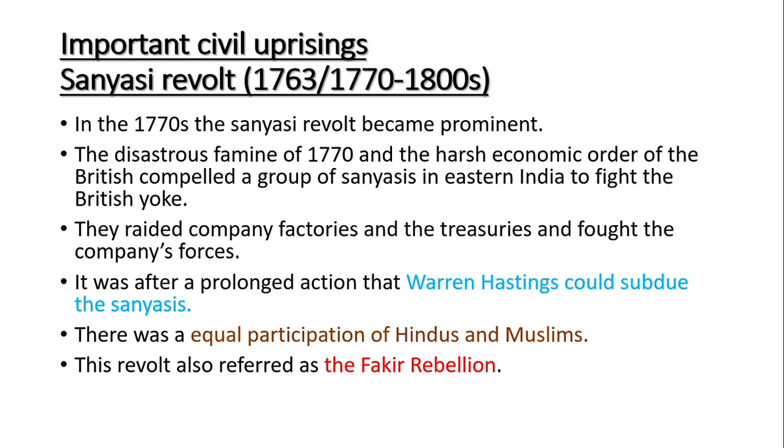The sannyasis raided company factories and the treasuries and fought the company's forces. It was after a prolonged action that Warren Hastings could subdue the sannyasis. There was equal participation of Hindus and Muslims in this struggle. This revolt is also referred to as the Fakir Rebellion.